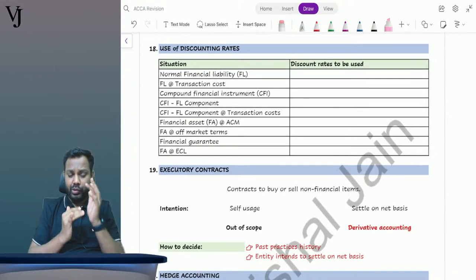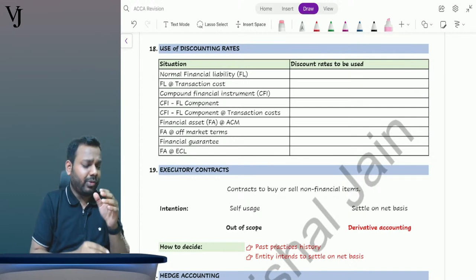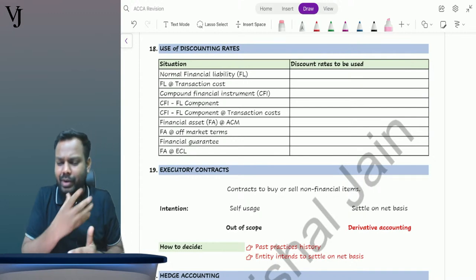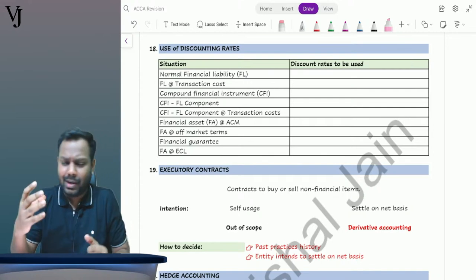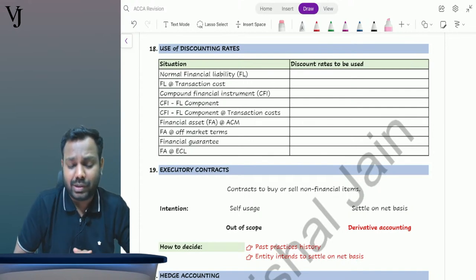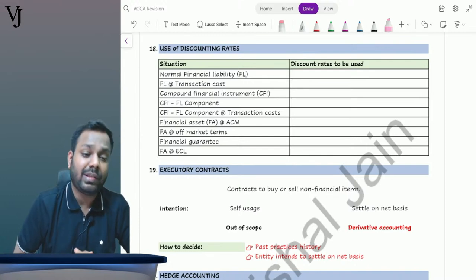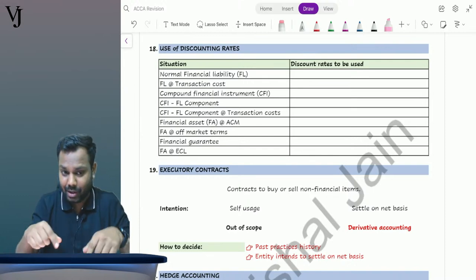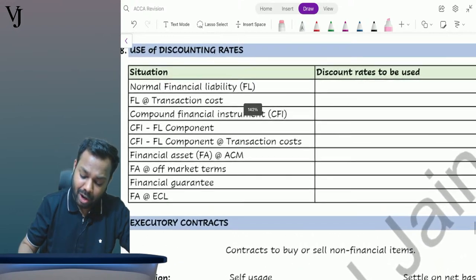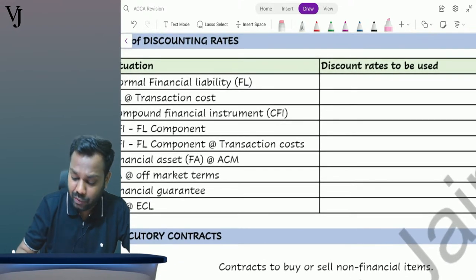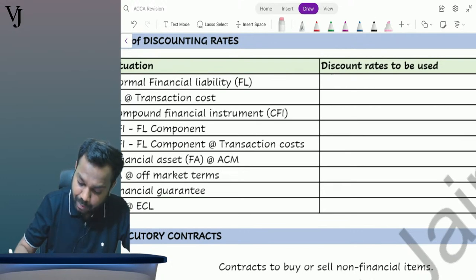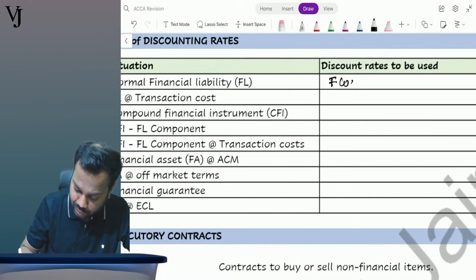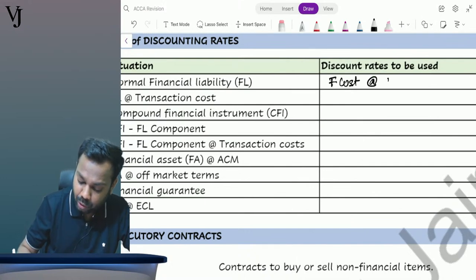Okay, now in the financial instruments chapter we use multiple rates. Sometimes market rate, sometimes effective interest rate, sometimes coupon rate, sometimes discounting rate. Student gets confused, sir, where I have to use which rate, please give me a crux of it. I am here to give you the crux. If it is a normal financial liability, which rate will you use to record finance cost? You will record finance cost at coupon rate.